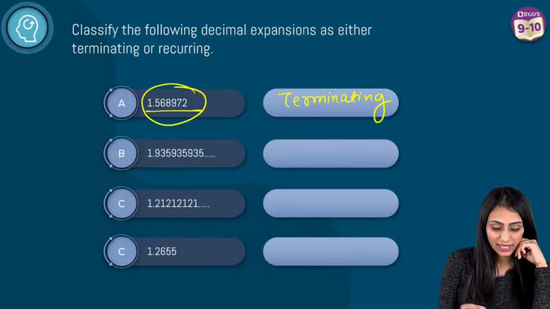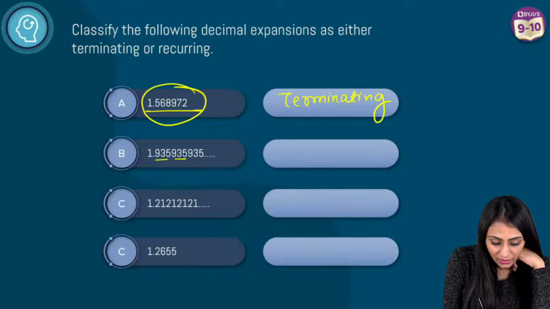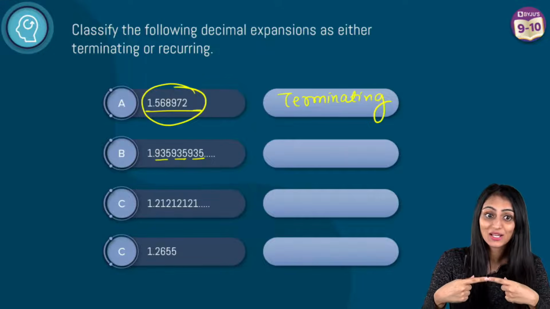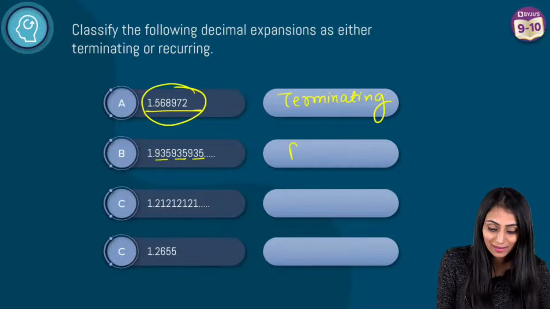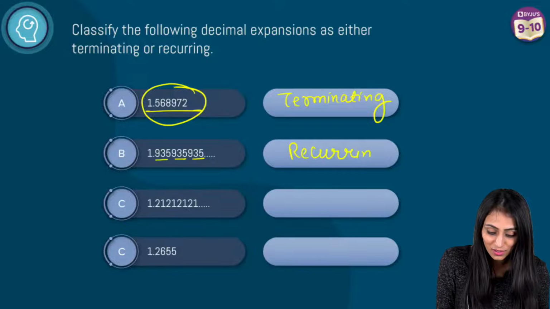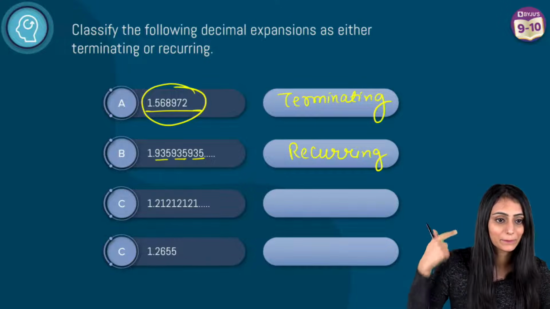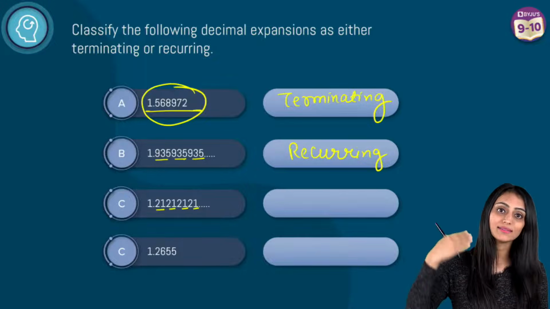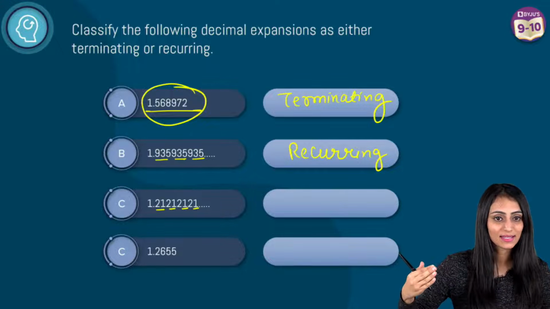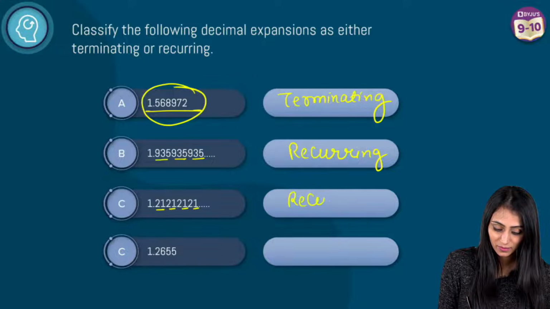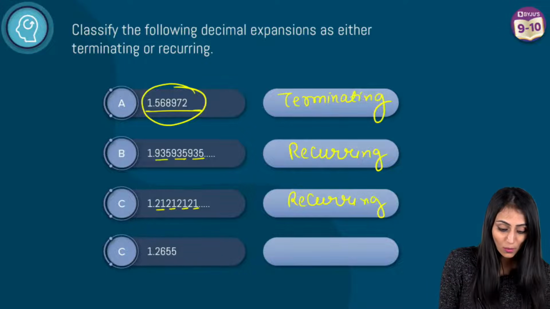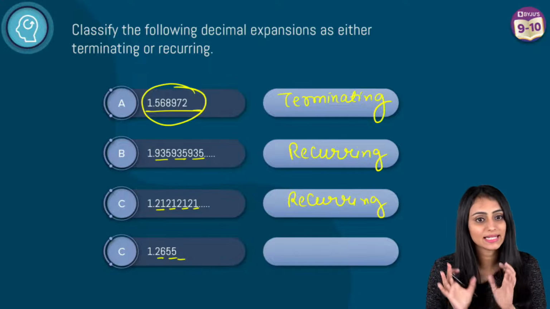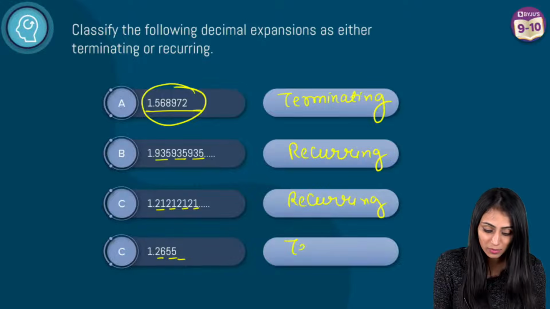Alright, coming to the next one, 1.935935. Every time 935 is repeating, there is a pattern. So it will have a recurring decimal expansion. It is repeating every time. Okay. Then we have 1.21212121. Again, it is repeating every time. Yes, recurring. Alright, then 1.2655. No dot dot after that. It ends here, that means this is terminating.